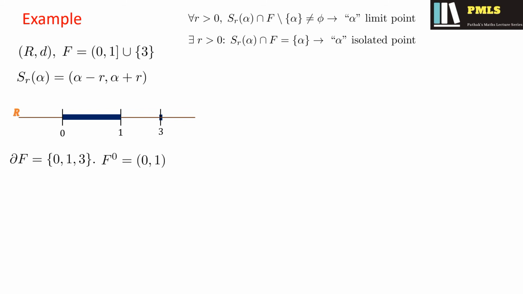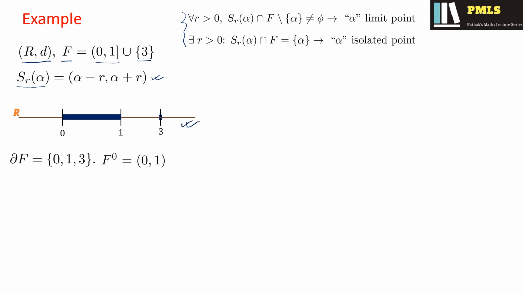So here we are considering the metric space R with the usual metric d, and the set F is the union of the semi-closed interval with endpoints 0, 1 and the singleton containing 3. And we are going to investigate the limit points and isolated points of the set F in the metric space R. We are also putting for reference the conditions which are obeyed by the points of the metric space for being a limit point or isolated point. Now in R, we know that any open sphere S_r(alpha) is nothing but an open interval with endpoints alpha minus r and alpha plus r.